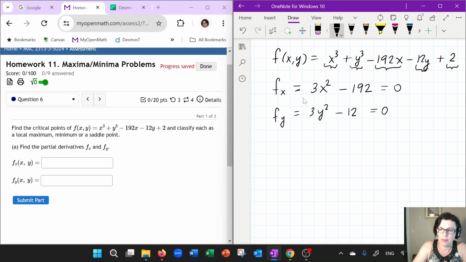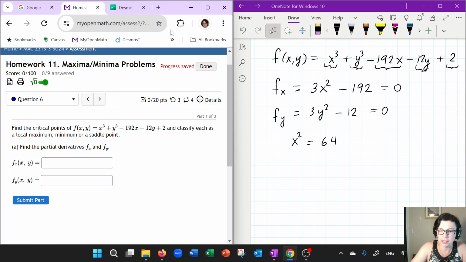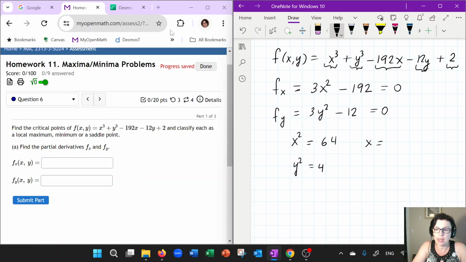If we were to solve them, from the first equation it can be shown that x squared will just be 192 divided by 3, which is 64. Here I went ahead and divided it, and that's 64. From the second equation, you will see that y squared equals 4. Whenever a number squared equals 64 or 4, you have to remember that you actually have two different solutions. So it's not just x equals 8, but also x equals negative 8, and same thing over here, plus or minus 2. Any of these combinations of pluses and minuses will be a potential critical point.